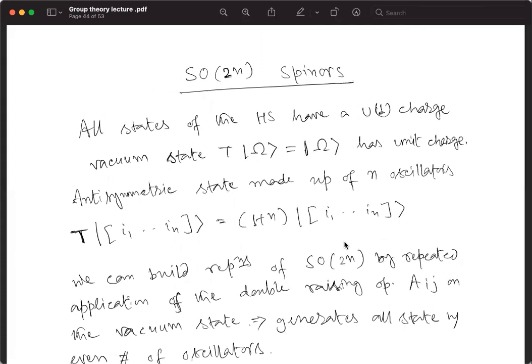Now let's try to focus on the SO(2n) spinors. All states of the Hilbert space have a U(1) charge, and so does the vacuum state, where T acting on this unit charge gives omega. And an antisymmetric state made up of n oscillators has a T eigenvalue given as 1 plus n.